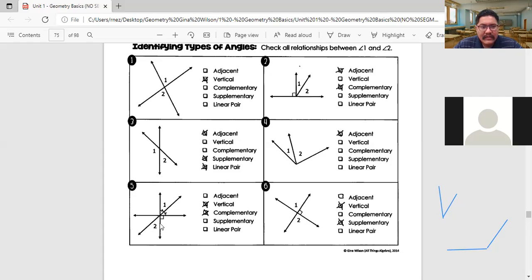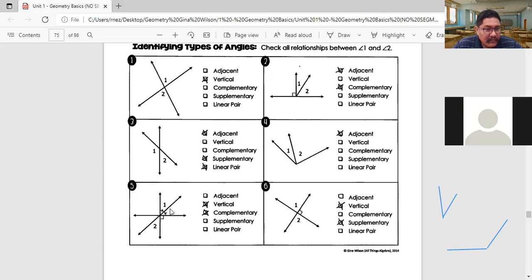All right, let's see what's going on with this one here. Number 5, we can see that the angles forming this upper right side are, well, it's a bisector, so we know they're the same size. Maybe that'll come in handy. All right, so again, we have an intersection, and 1 and 2 are across from each other. They're opposites, so that means they are vertical.